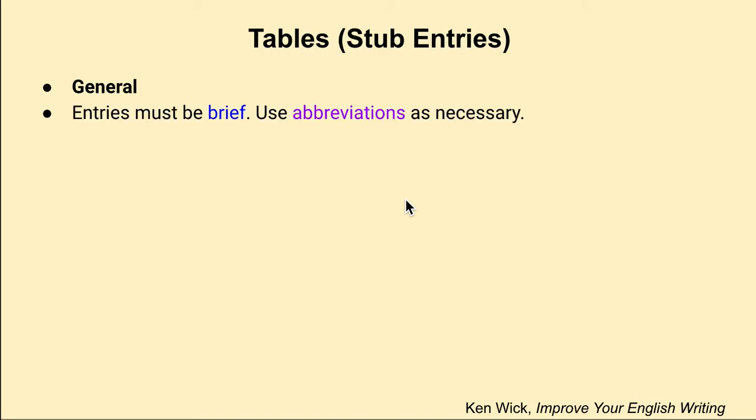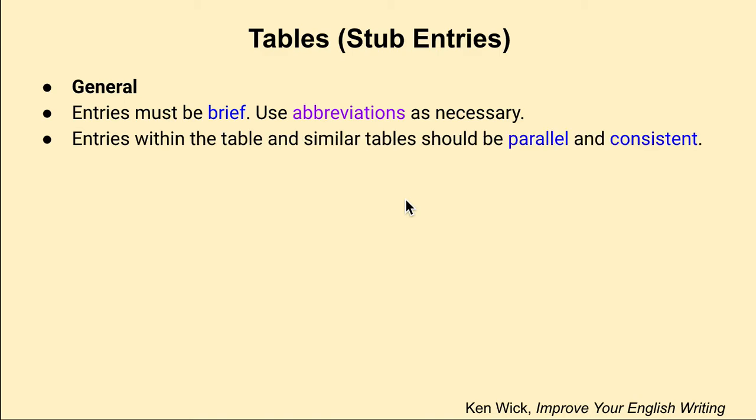Stub entries, just some general comments. Entries should be brief. Use abbreviations as necessary. Once again, I have a whole slide on abbreviations. Entries within the table and similar tables should be parallel and consistent. I've covered that basically. Just like other columns, titles, the stub entry should be parallel and consistent.